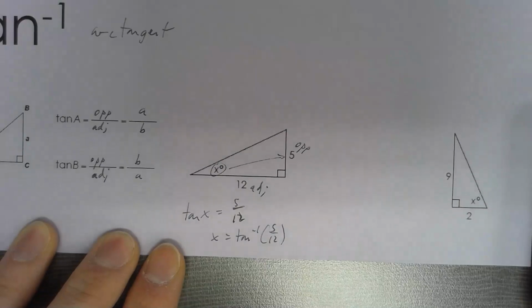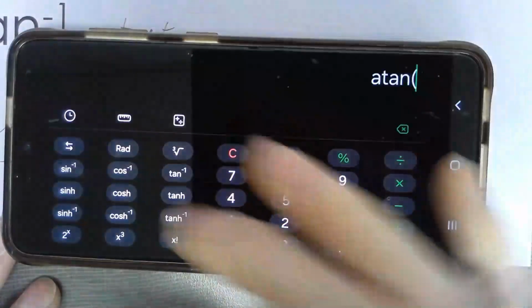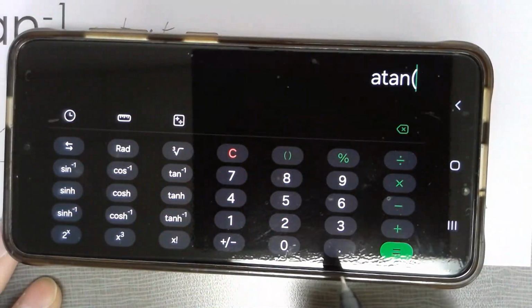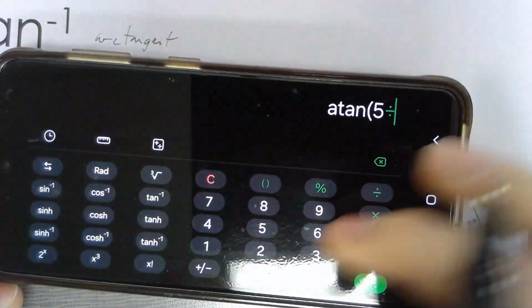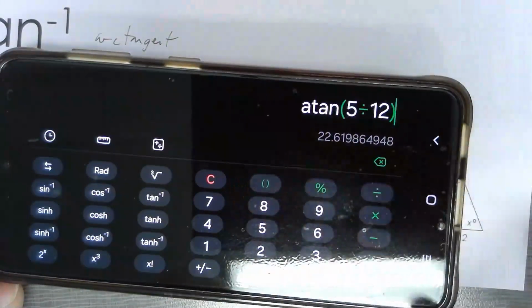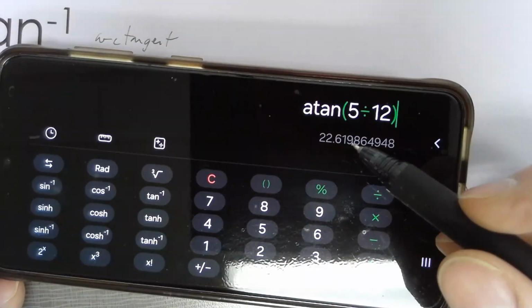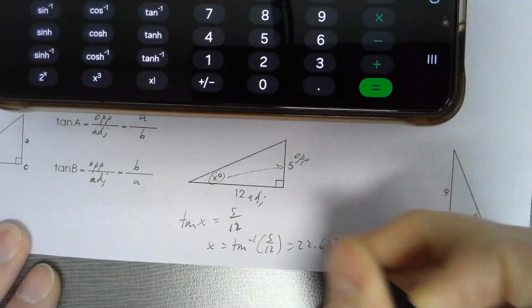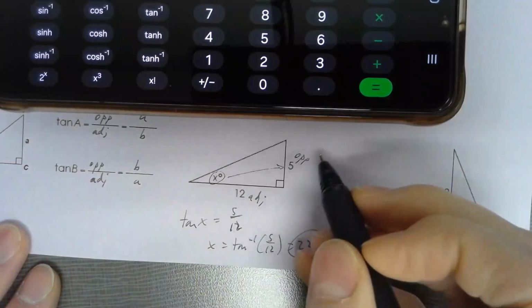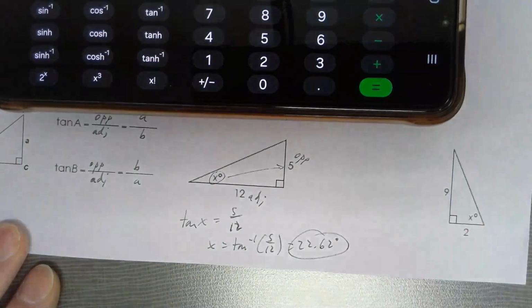So in our calculator, go with the tangent inverse, or arctangent, of 5 over 12, close the parentheses. 22.62 degrees. So the angle that has that tangent ratio is going to be 22.62.